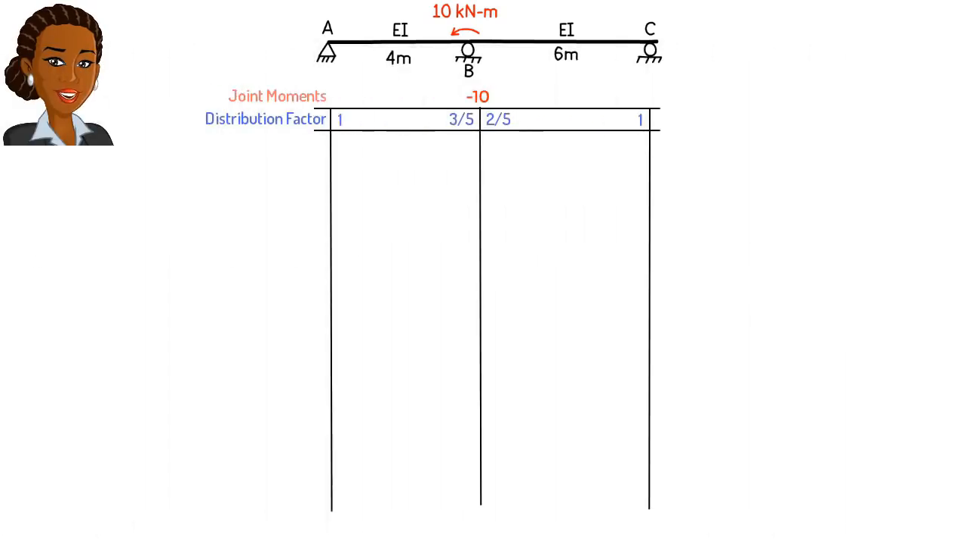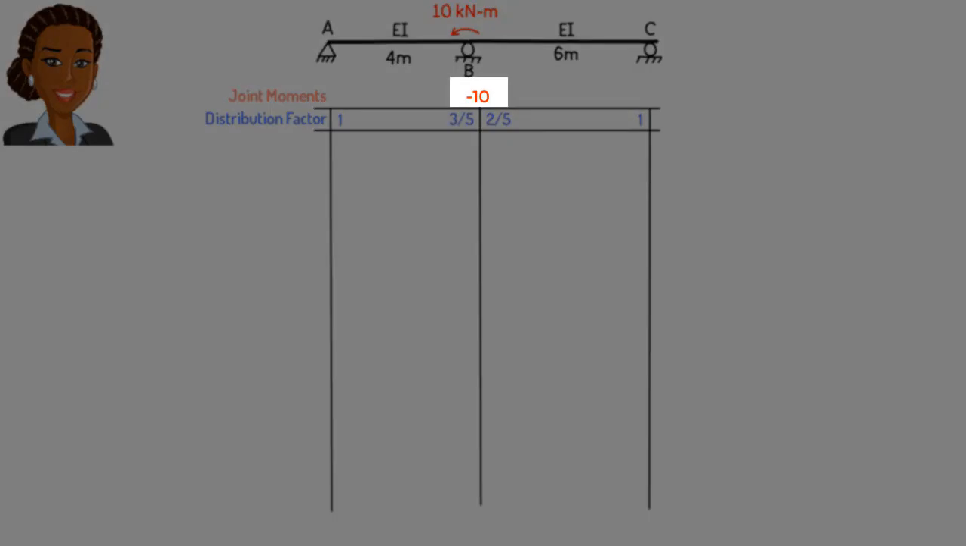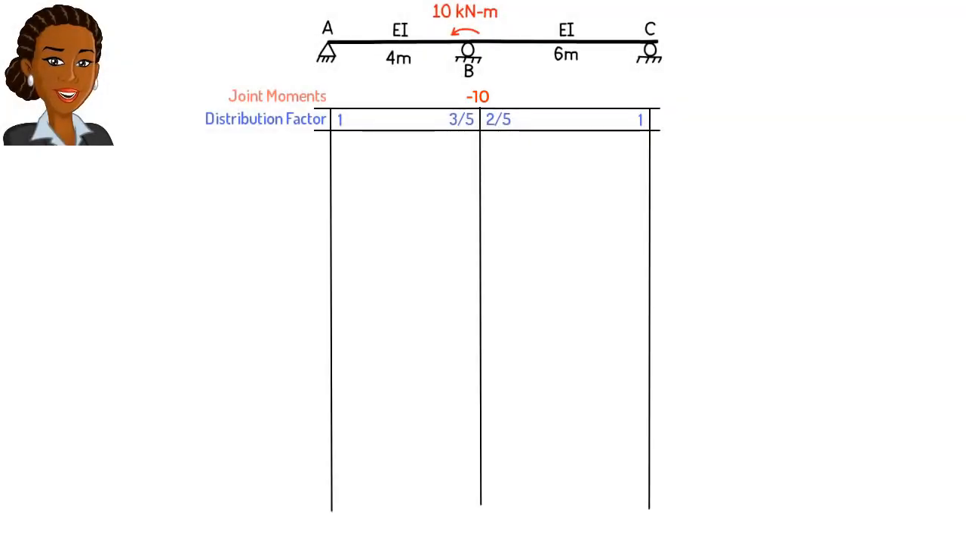We start the iterative process by balancing all the joints. Joints A and C are balanced already. The total moment at each joint is 0. To balance joint B, we calculate the total moment at the joint. It is negative 10. We then balance it by distributing positive 10 to the members connected to the joint in proportion to their distribution factor. This means we write 10 times 3 over 5, or 6, in the left column, and we write 10 times 2 over 5, or 4, in the right column.